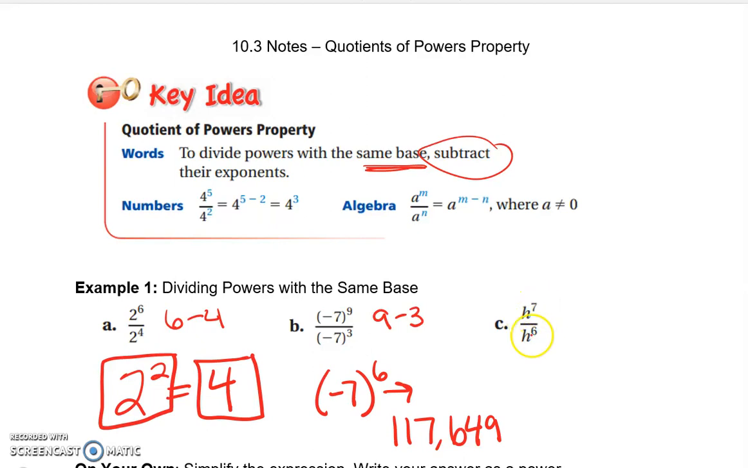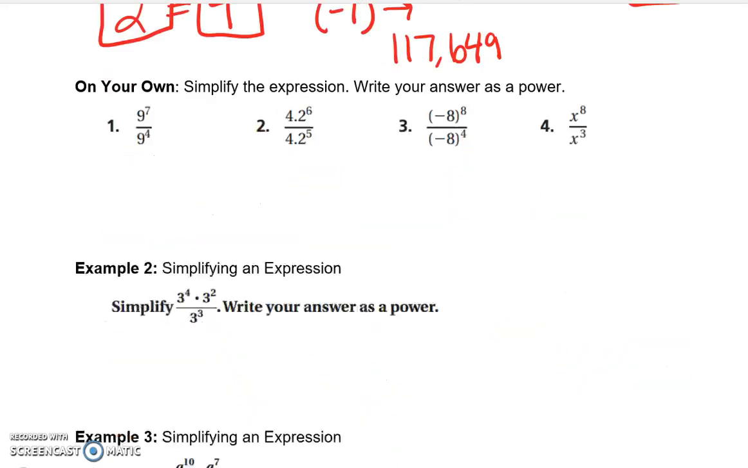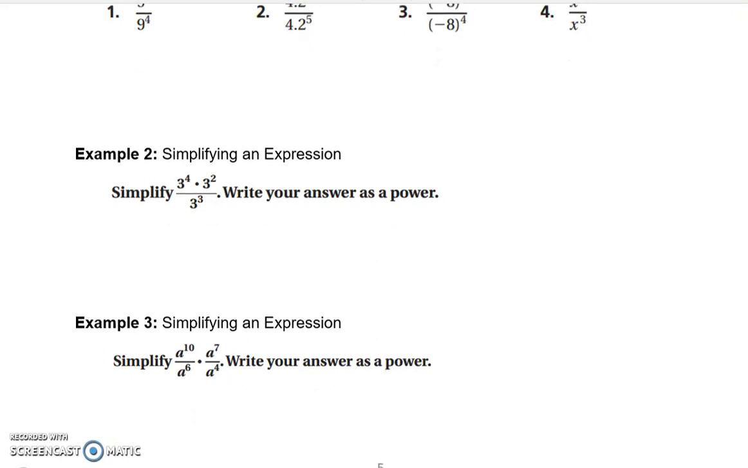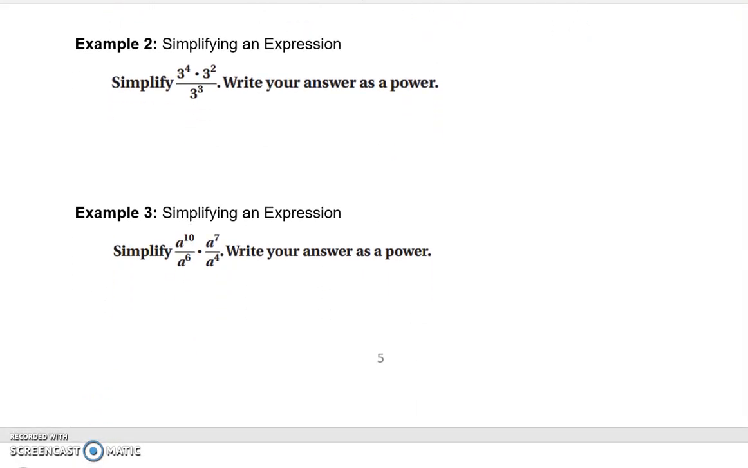Part C is h to the 7th over h to the 6th. My base is h. 7 minus 6 is equal to 1. So I have h to the 1st. Now notice I don't ever leave an exponent of 1. It's implied. So your answer here would just be h. Do those on your own problems, and when you're ready to move on, we will start example 2.